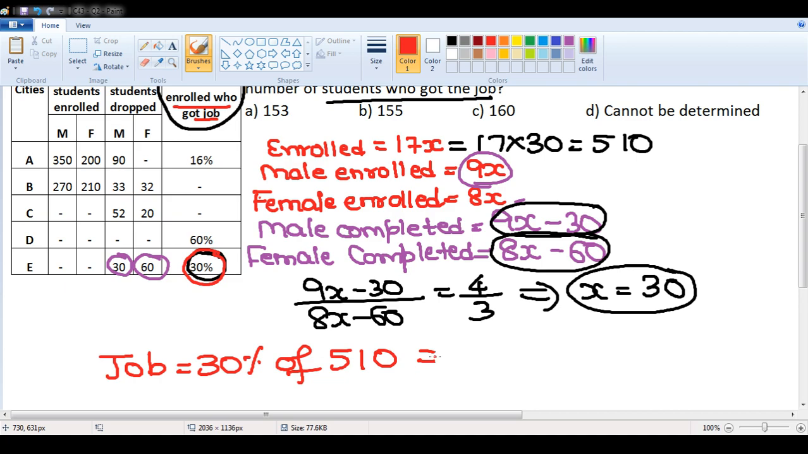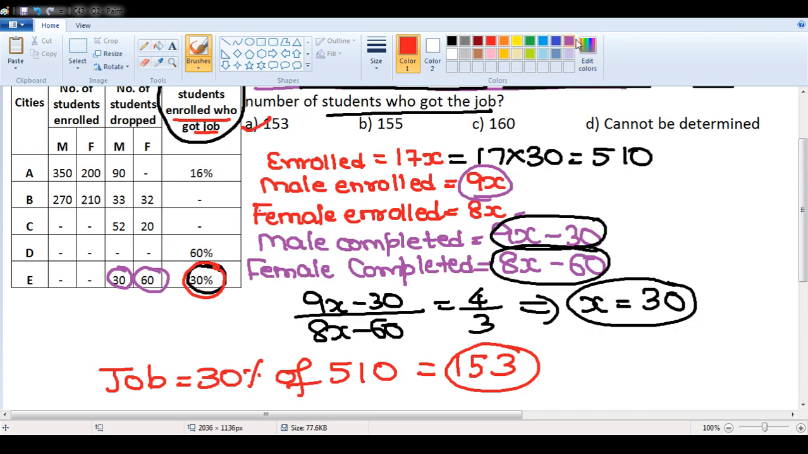10 percent is 51. 30 percent is 3 into 51. Can I say that 3 into 51 is nothing but 153? That means the answer for this question is 153. Right? The answer for this question is 153.